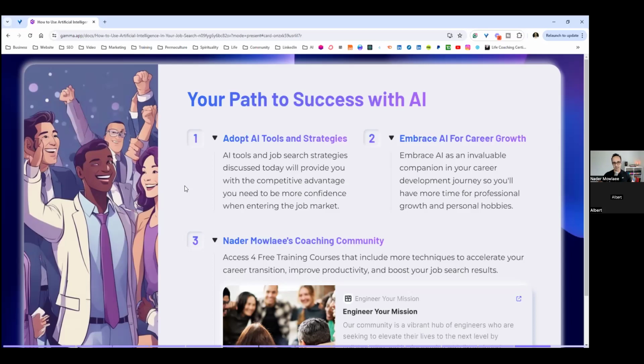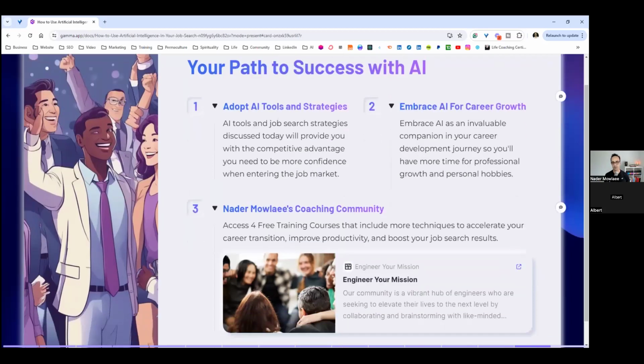I want you to have more time for fun, personal hobbies, professional growth. So embracing these AI tools opens up your time. Obviously, you get the results you want, you get more job interviews, more job offers, but it improves your work-life balance. Frankly, it's a big part of my mission, as I shared with you earlier.